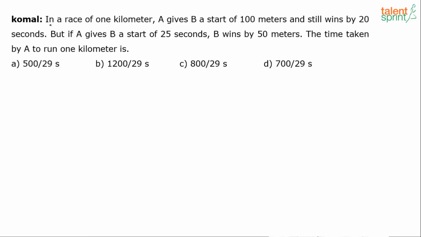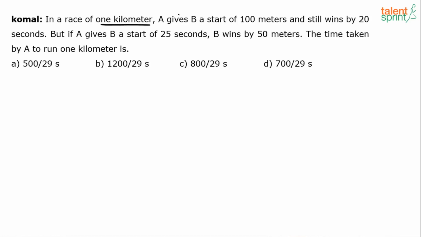See what it says. In a race of 1 kilometer, A gives B a start of 100 meters and still wins by 20 seconds. But if A gives B a start of 25 seconds, B wins by 50 meters. The time taken by A to run 1 kilometer is... Right? So he's talking about a race between A and B. The race is 1 kilometer long.